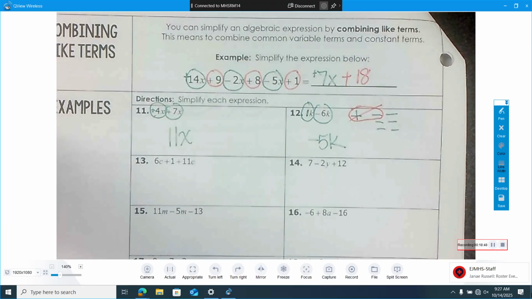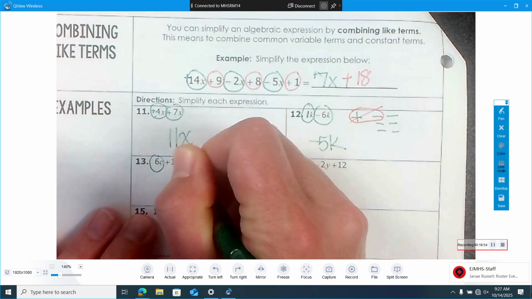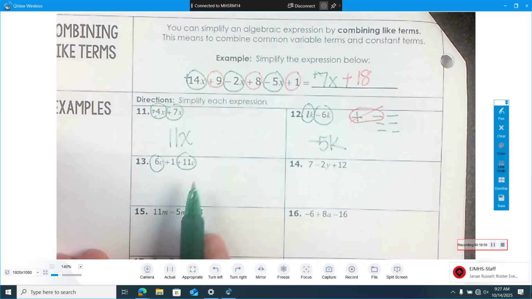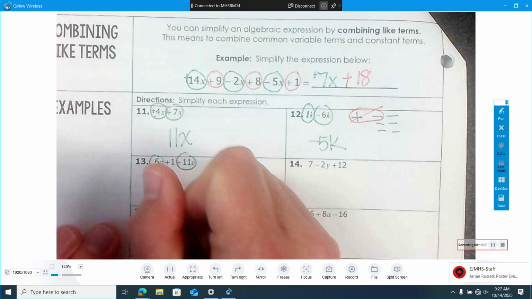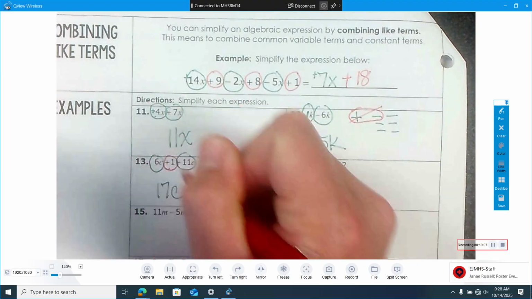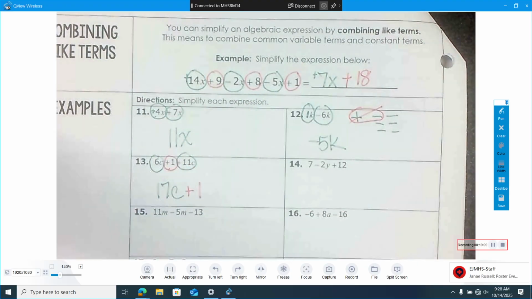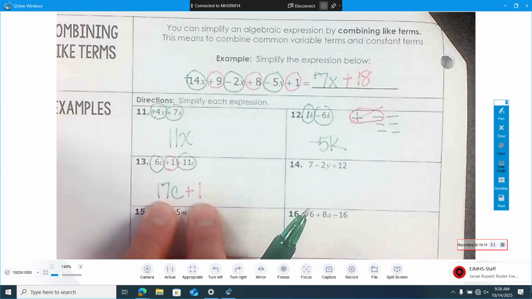All right, number 13. Which are the like terms? 6c and 11c. All right, they're both positive, so that gives us how many c's? 17 c's. Very good. And what's our constant term? A positive 1. They don't have any friends to combine with, so it just gets added on to the end. Can I add together the 17c and the 1 and make it 18c?